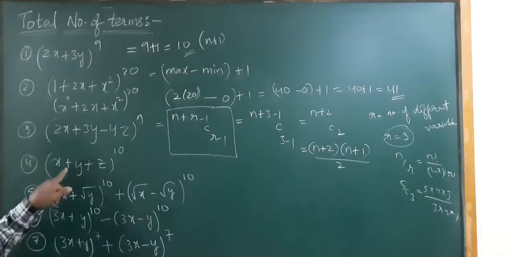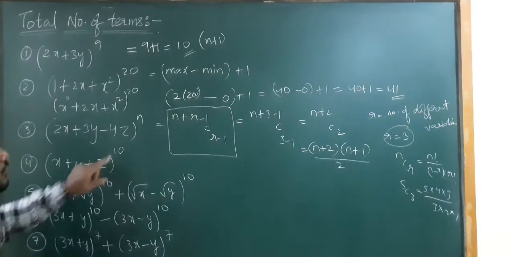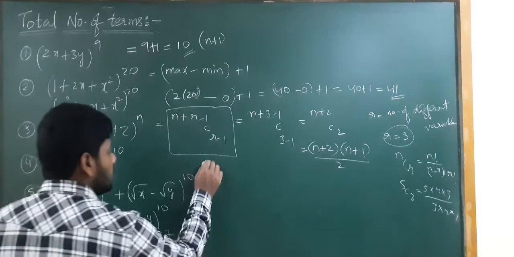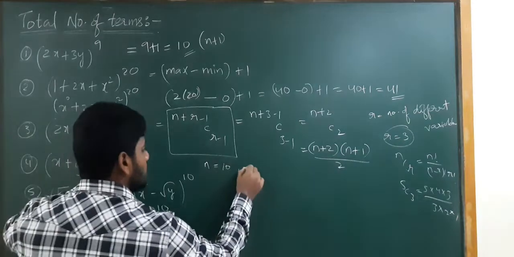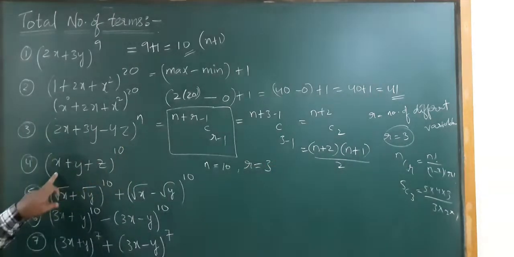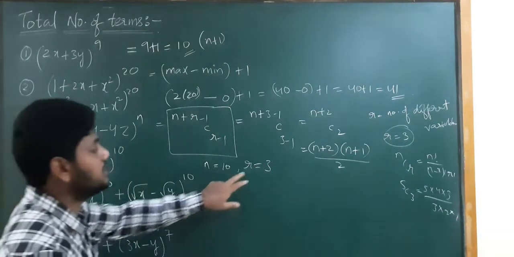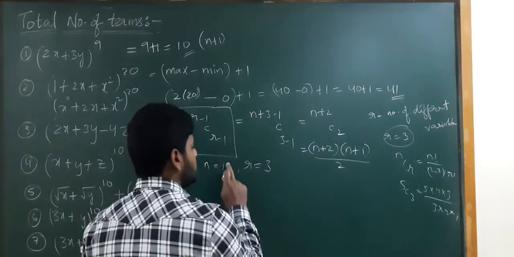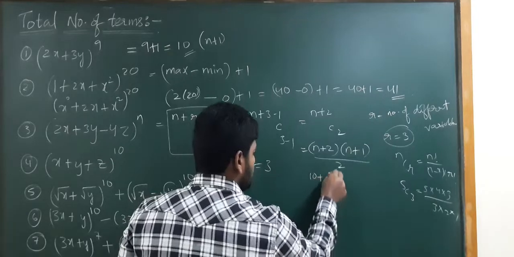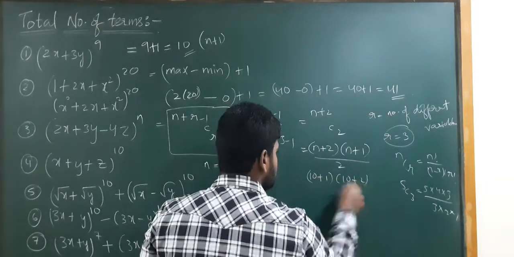Next, a similar problem: (x plus y plus z) whole to the power of 10. Here, what is the n value? The n value is 10. What is the r value? The r value is equal to 3. Why? Because there are 3 different variables. Then apply this formula, n plus 1 into n plus 2 by 2. What is n? 10. 10 plus 1 into 10 plus 2 by 2.